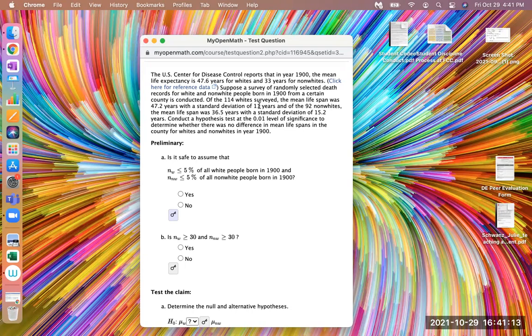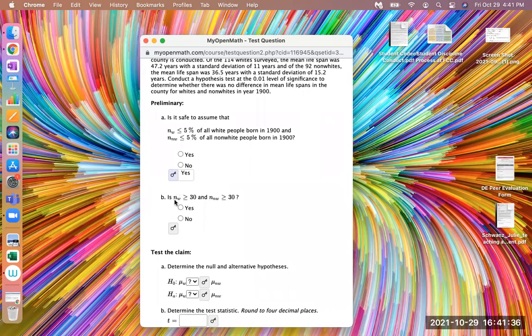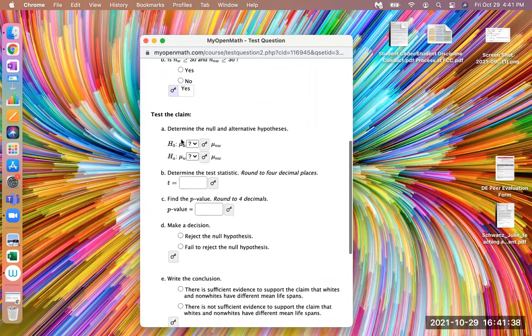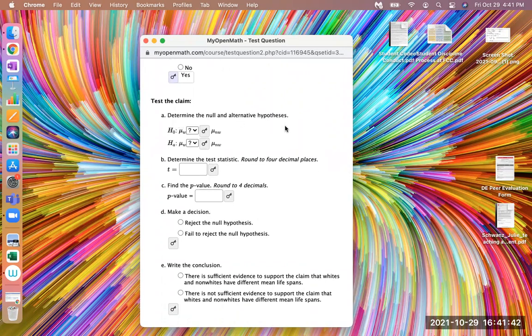And then the number of non-white people, is that 922? No, sorry, 92 non-whites. Okay, so of the 92 non-whites sampled, that also is greater than 30. So we have a yes and yes on both of these two questions. And then the next step is to determine the null hypothesis.